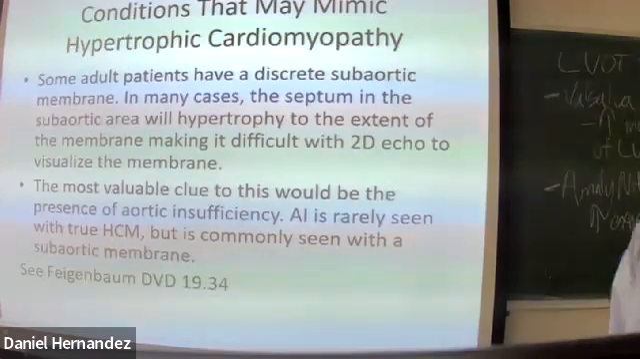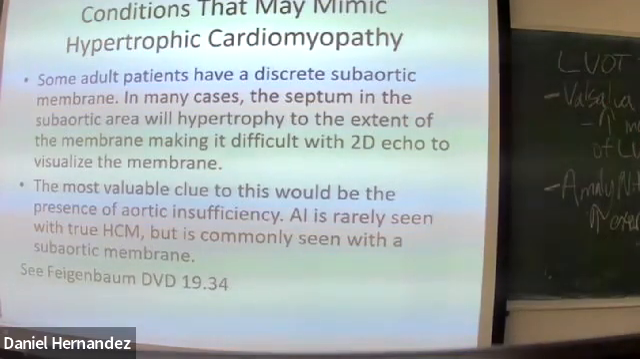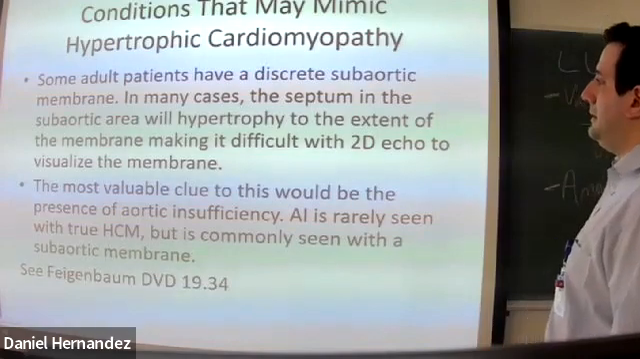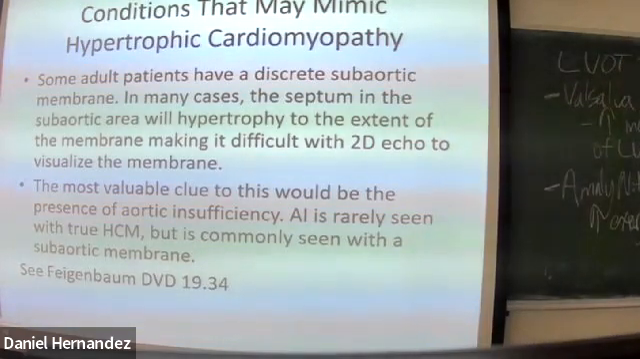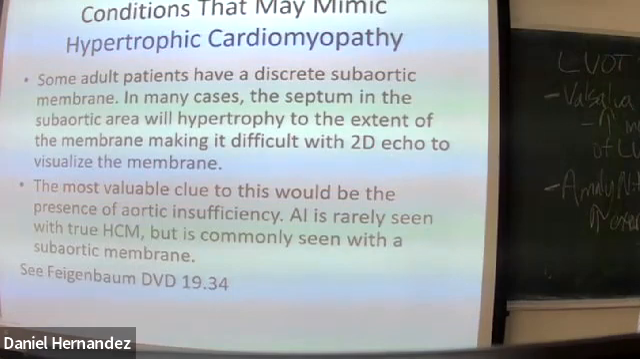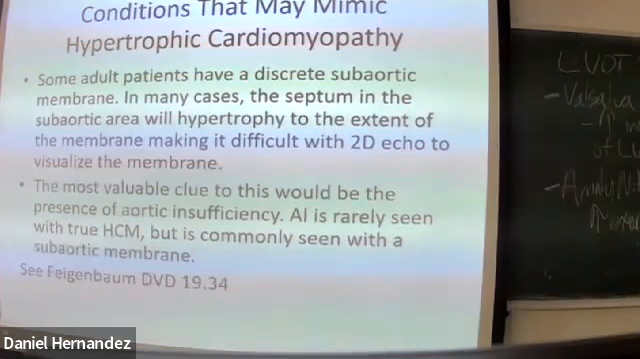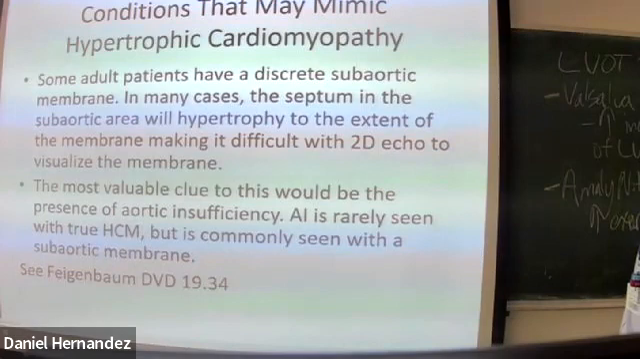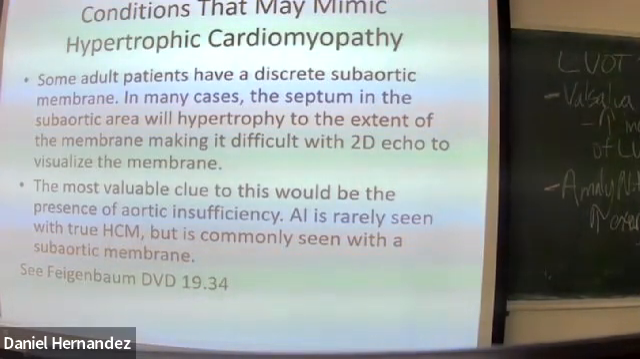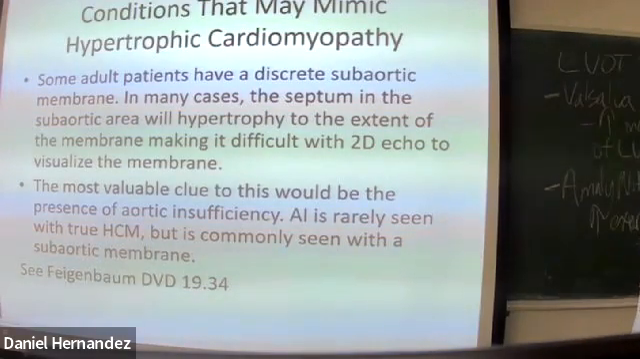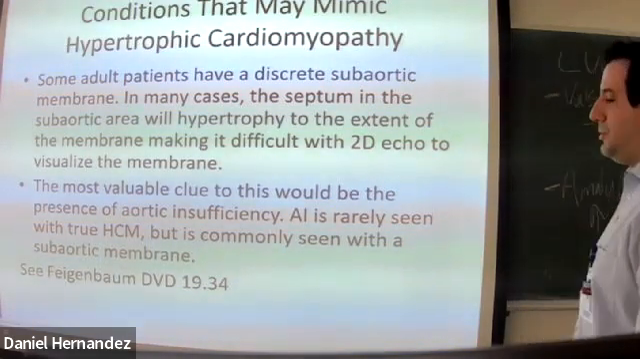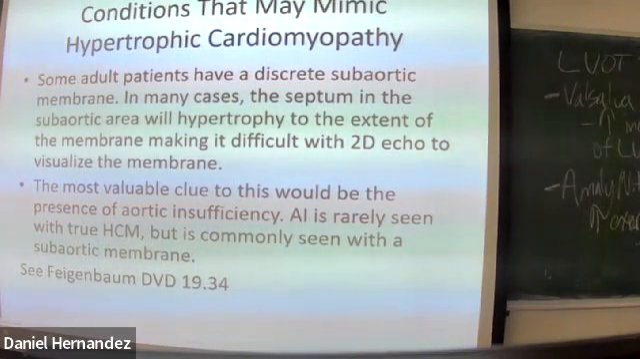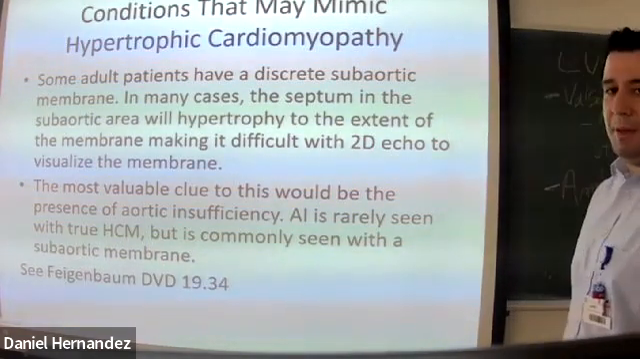Some adults may have a discrete subaortic membrane. So this can potentially create that subaortic stenosis. This can also lead to hypertrophy of the septum as well. The extent of that membrane will make it difficult with 2D echo to actually visualize that membrane. The most valuable clue to this would be the presence of aortic insufficiency. So AI is rarely seen with true hypertrophic cardiomyopathy, but is commonly seen with this subaortic membrane.